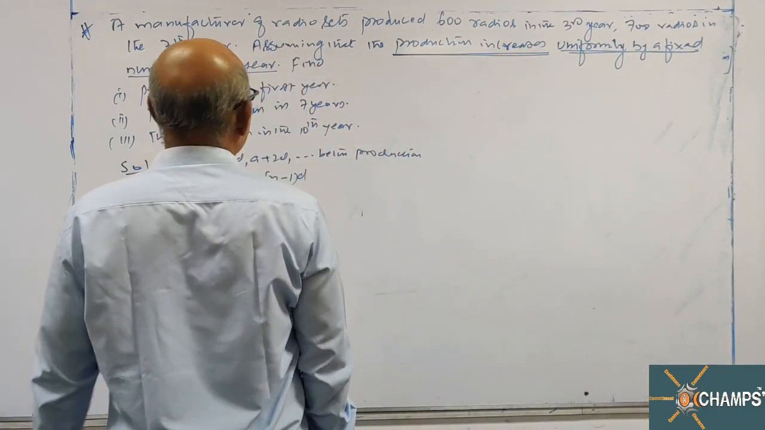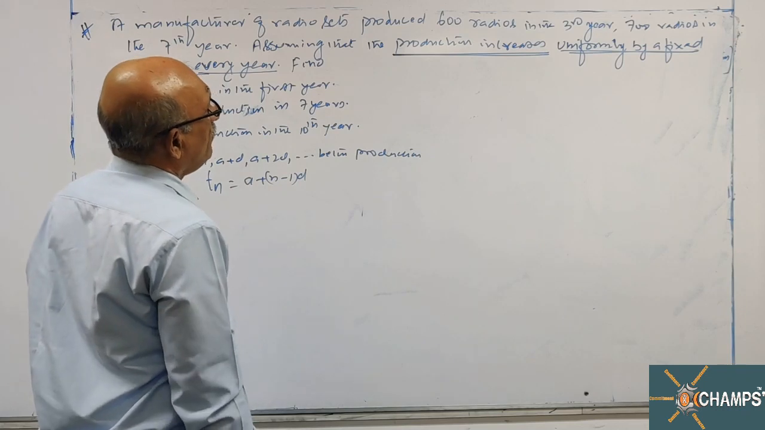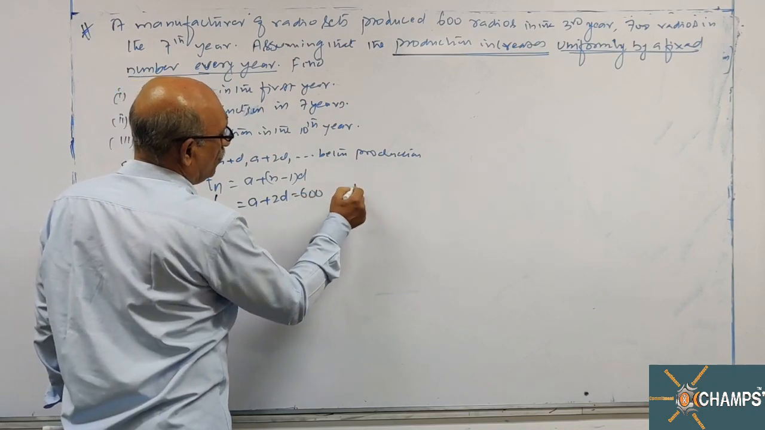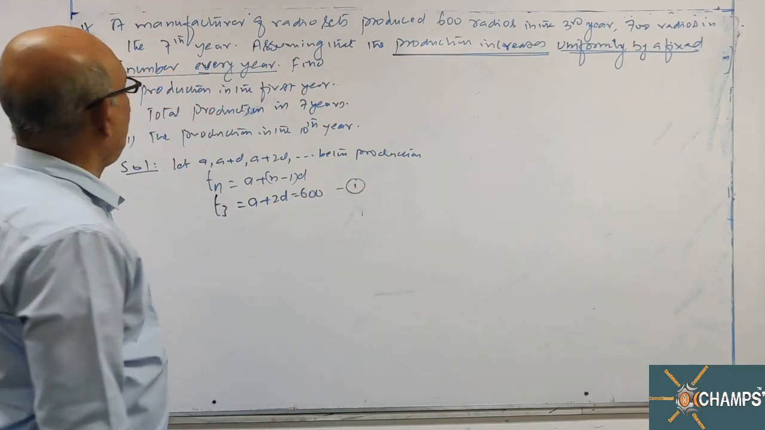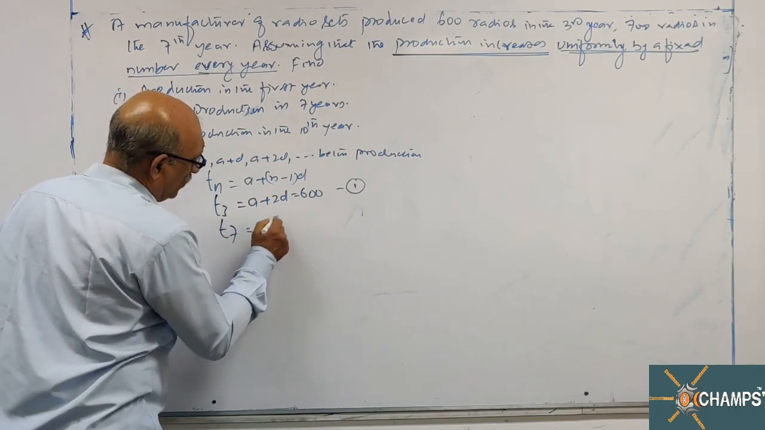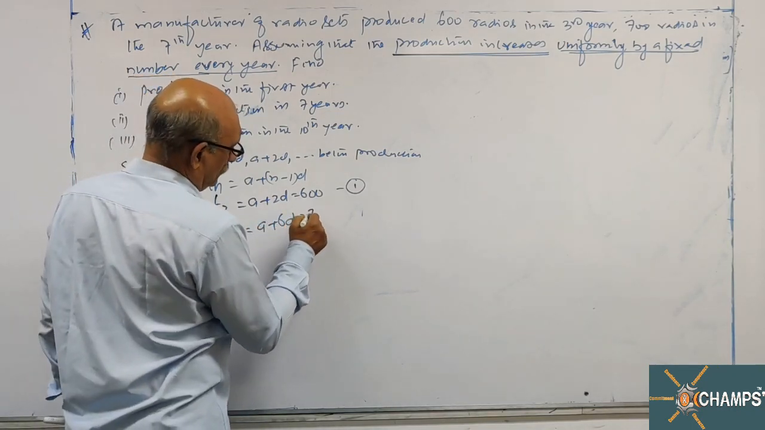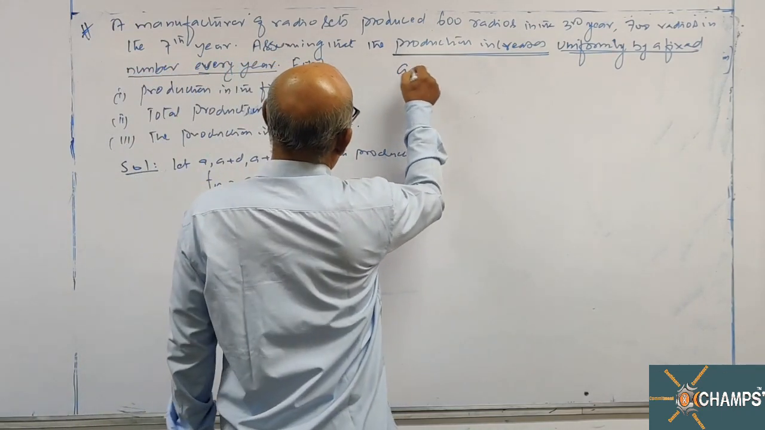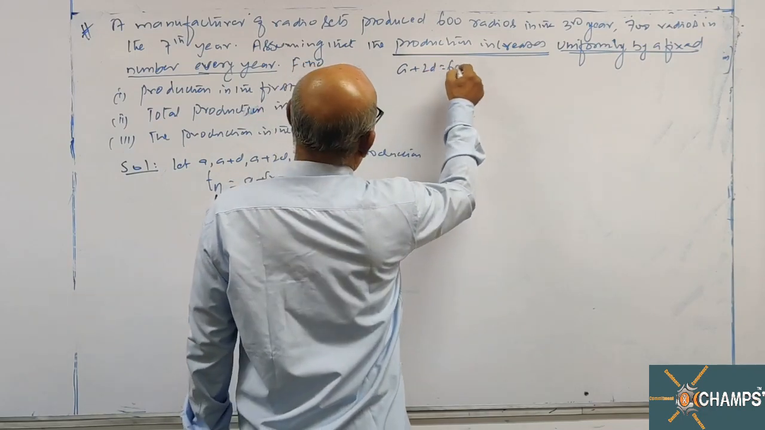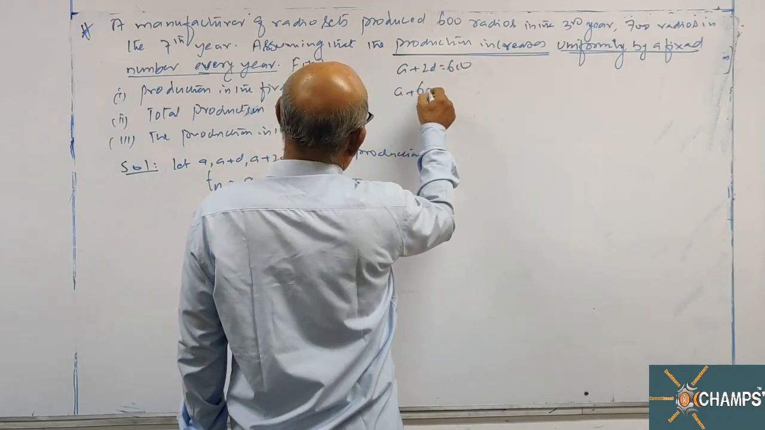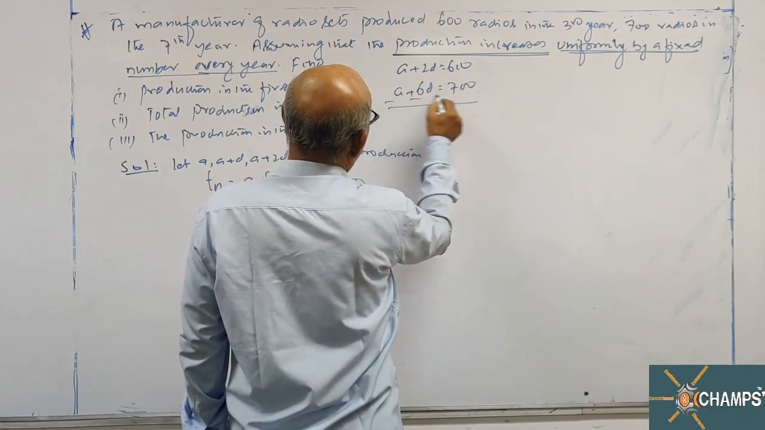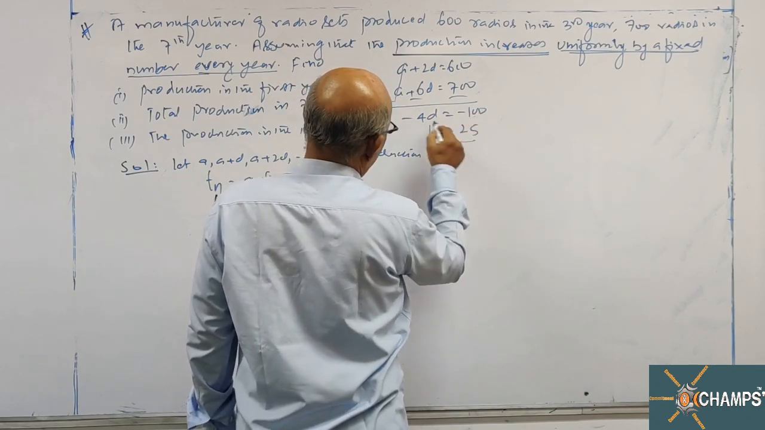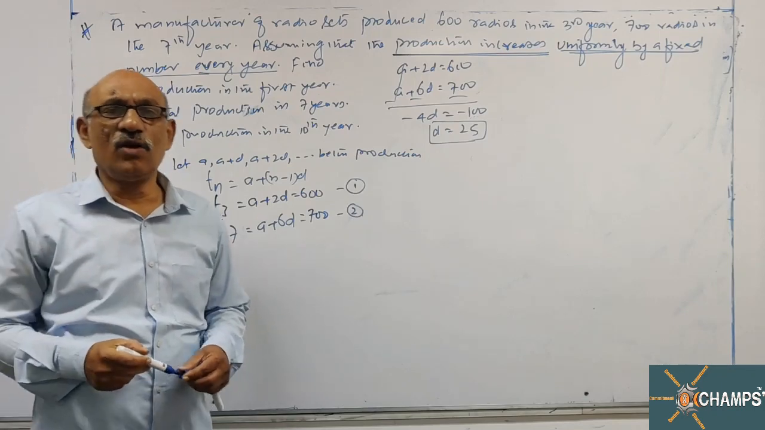Look at this. Production in the third year is given 600. So T3 is equal to A plus 2D. This is 600. Equation number 1. Production in the 7th year is given. T7 is equal to A plus 6D. Equation number 2. Let us solve these 2 equations. A plus 2D is equal to 600. A plus 6D is equal to 700. Minus 4D is equal to minus 100. D is equal to 25.